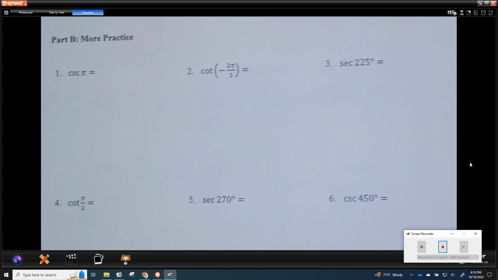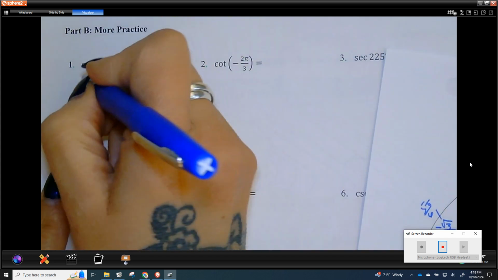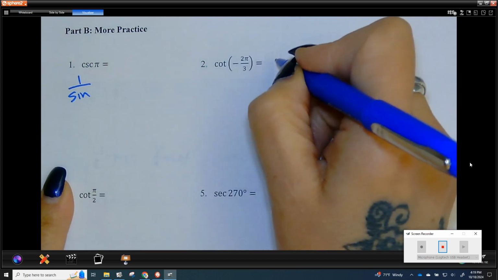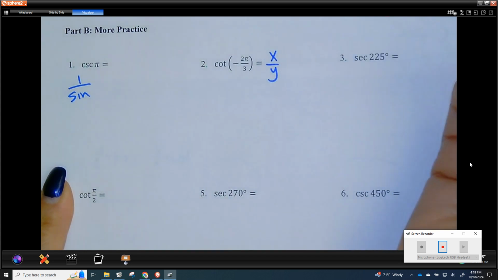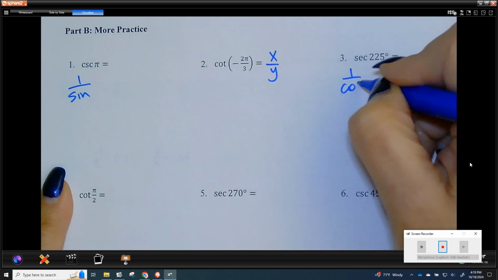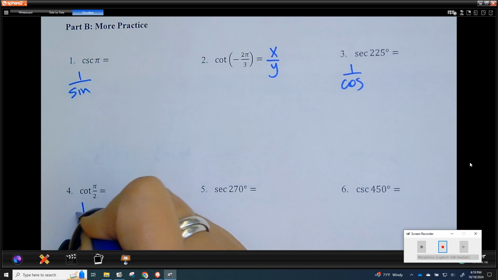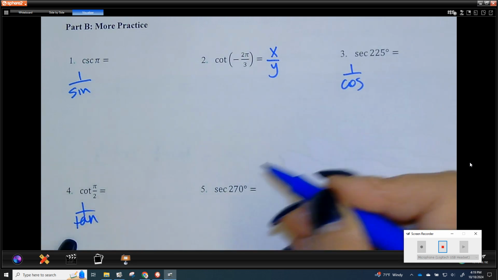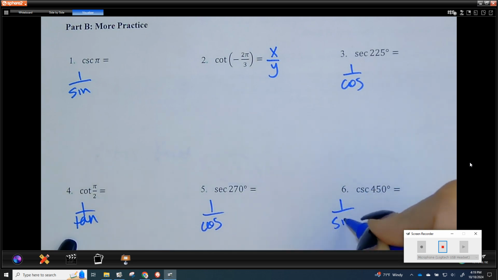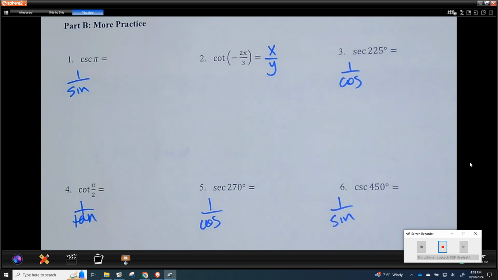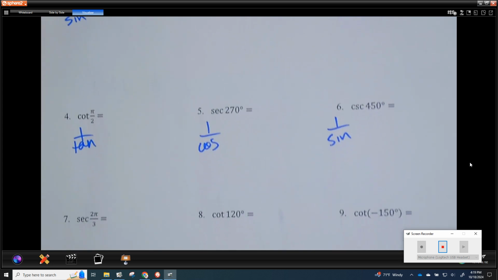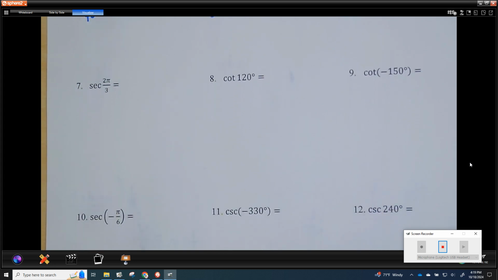More practice. Cosecant, I'm going to write what they are. So that's 1 over sine. Cotangent, I like thinking of cotangent as x over y instead of y over x. Secant is 1 over cosine. Cotangent is 1 over tangent, if you want to think of it that way. Secant is 1 over cosine. Cosecant is 1 over sine. Then I'm going to just do the radian ones, okay? If you need to memorize the circle with degrees, then you need to do it.